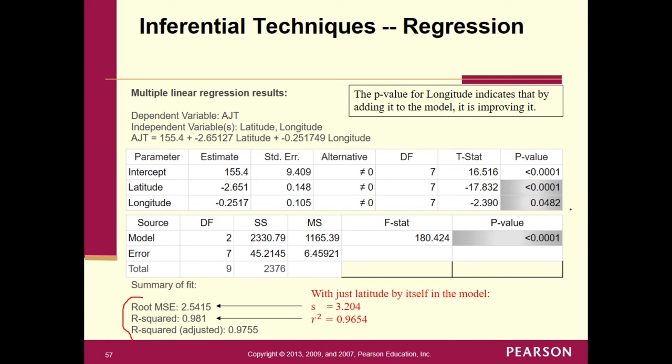So by seeing that both of our t-tests here are significant, what that's telling me is that the model improved. S went down, R squared went up significantly. Remember, R squared can only get up to 1 or 100%. So going from 0.9654 up to 0.981 is actually a significant jump in this situation. And so that's what everything is telling me there.